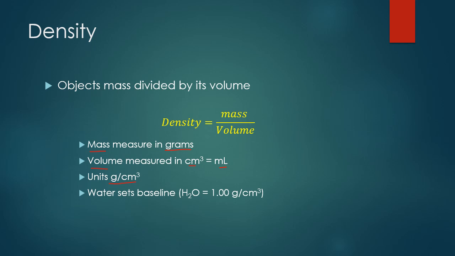It's important to know what the units are going to be because you need to make sure you're including units once you're finished with your calculation. Remember, a number means nothing without the units. Water sets the baseline by being 1 gram per centimeter cubed. So the density of water is just 1.